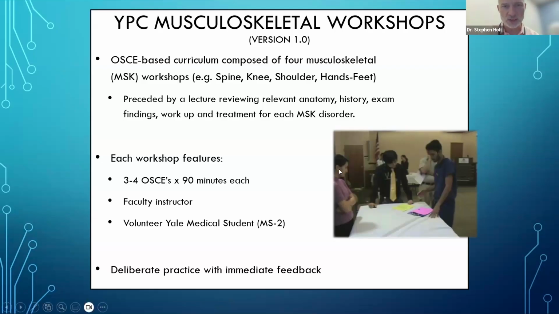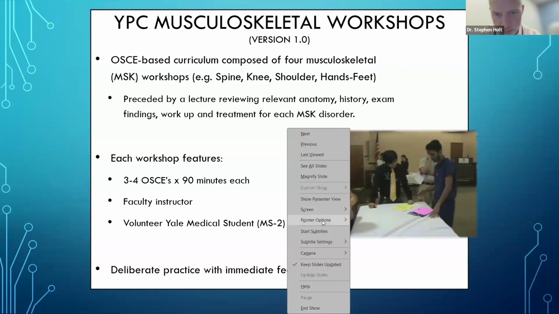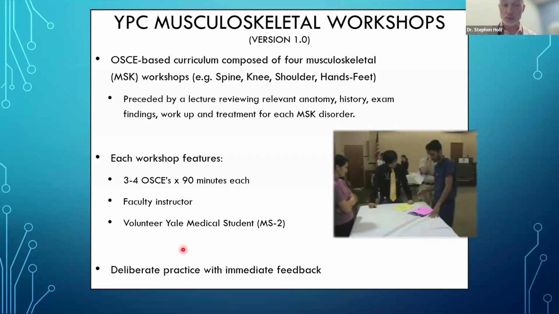In this case, the standardized patients, let me just pull up my pointer here, my standardized patients were actually volunteer medical students, so that was pretty cool. And I had a faculty instructor set up at each station. And importantly, the residents were given deliberate practice with immediate feedback. And this was very well received, and they really enjoyed doing it, and I got a lot of great feedback about this approach. But I will say that it was a little tedious because it took a lot of time.